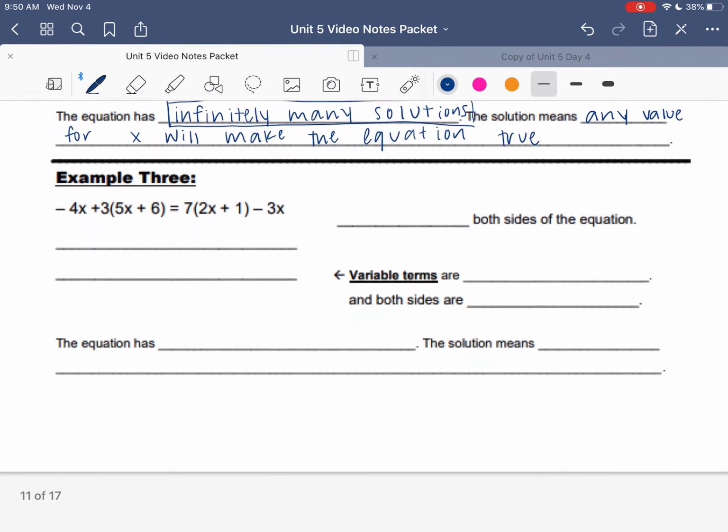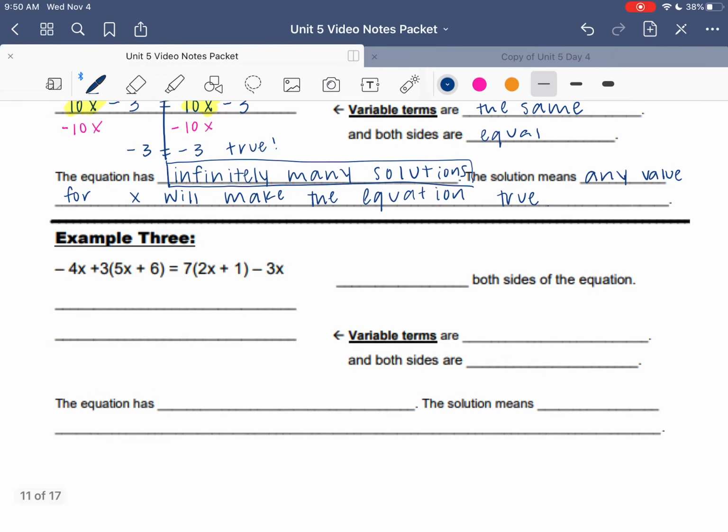All right, final example. Give you a second to write it down. It says -4x + 3(5x + 6) = 7(2x + 1) - 3x. So again, we're going to have to simplify on both sides, which for this one is going to involve some distributing again. So I'm going to multiply that 3 on the left to everything in parentheses and the 7 on the right.